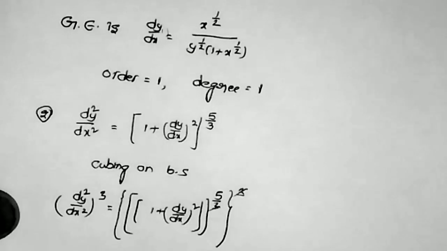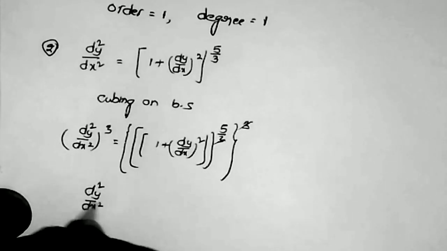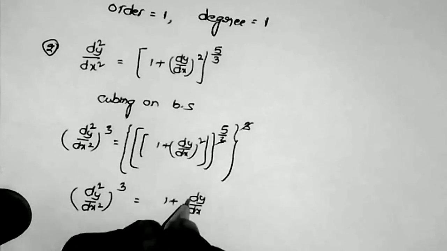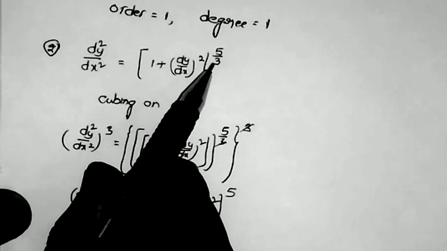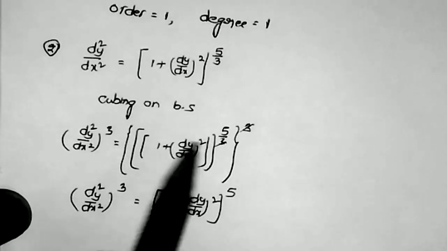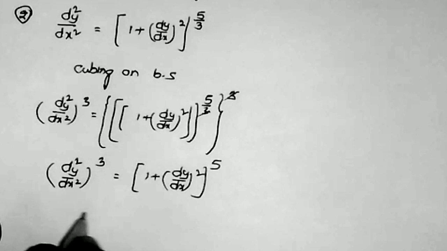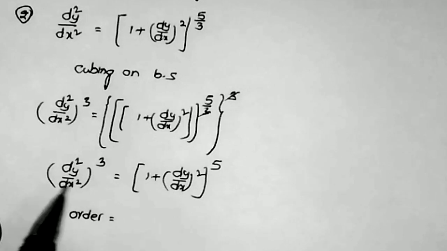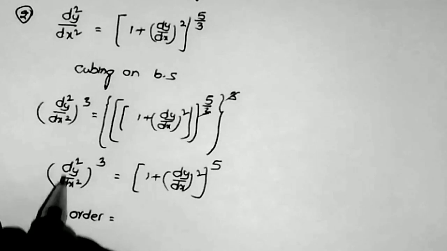Now here 3 and 3 get cancelled. So d square y by dx square whole cube is equal to 1 plus dy by dx whole square power 5. Here on the right hand side we had the radical power. To remove this 3 in the denominator, first of all we have to take cubing on both sides. After that we get the equation like this. Now for this equation we can tell the order and degree. Therefore order means highest derivative, d square y by dx square. Here we have order equal to 2.